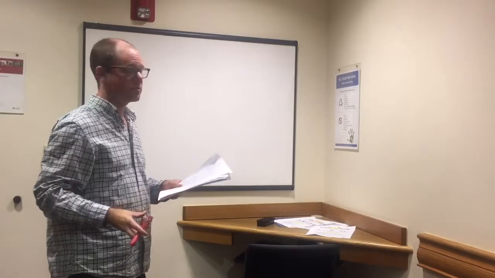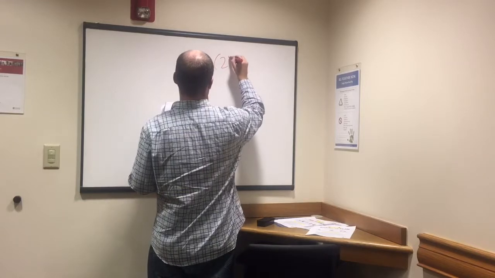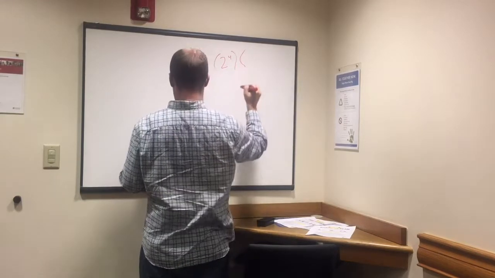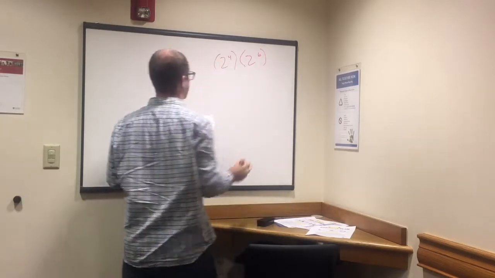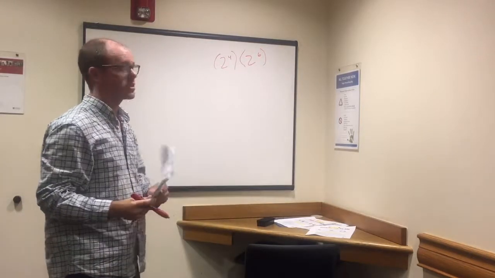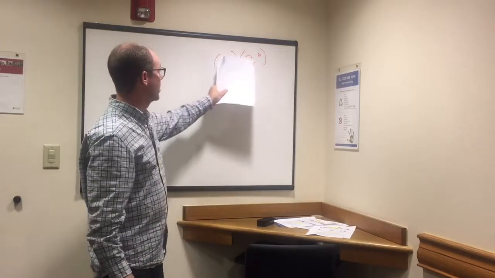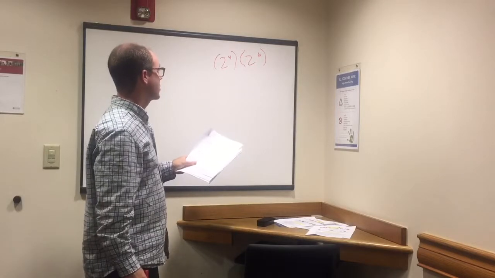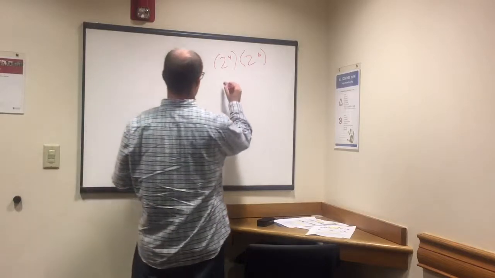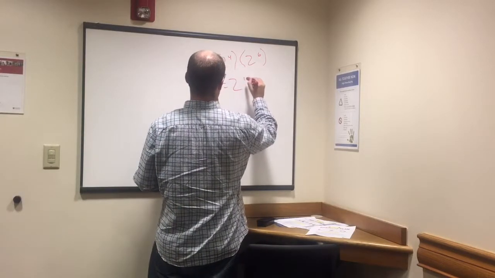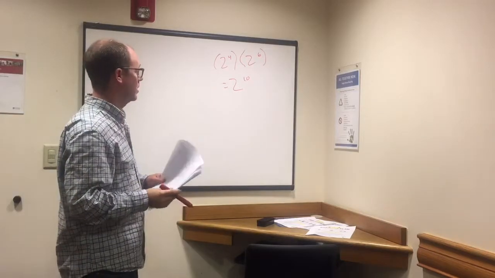Okay, about multiplying some of these exponents together. What if you have something like 2 to the 4th times 2 to the 6th? If the base is the same, in this case the base is 2, that's this number and this number, and we have different exponents up here, we add them. So that equals 2 to the 10th, because I just added 4 and 6 together.